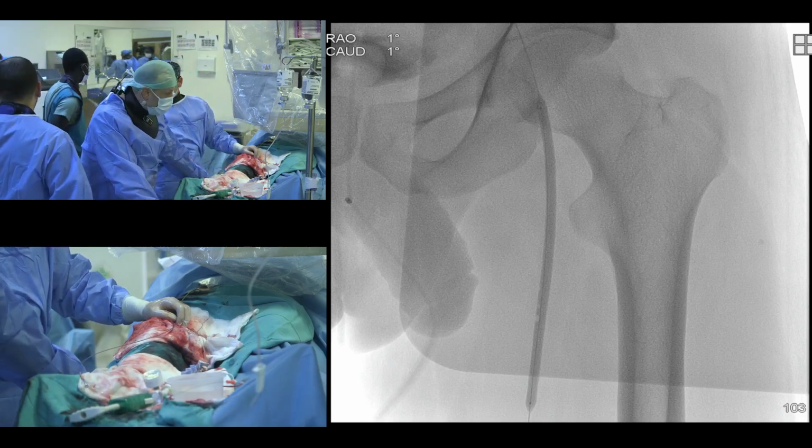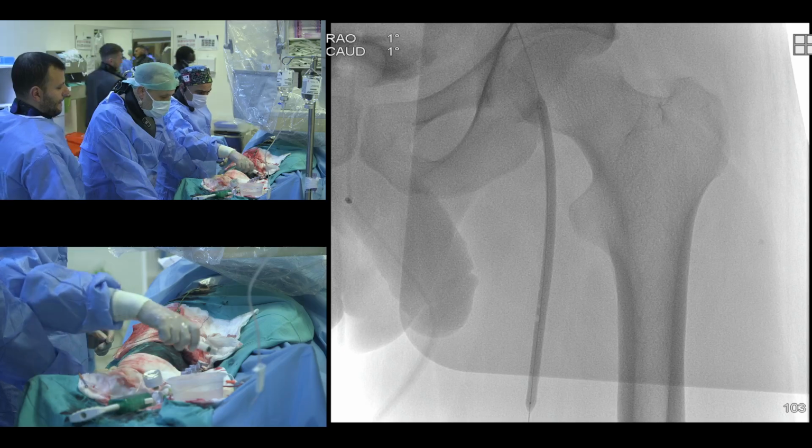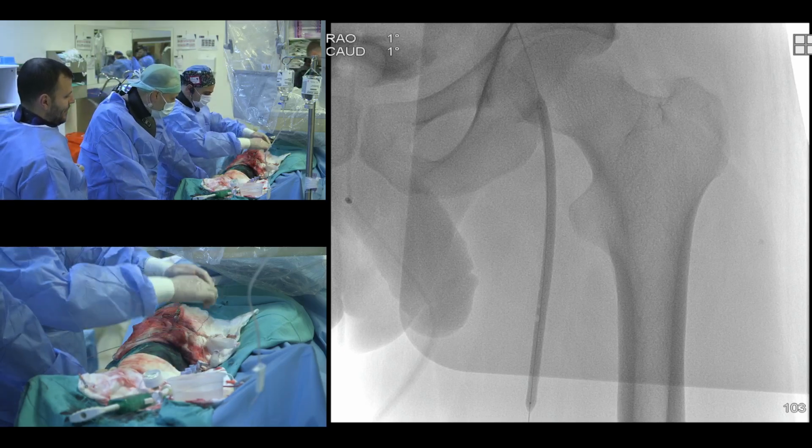We'll have now 4 balloon 4 for the distal, for popliteal artery.